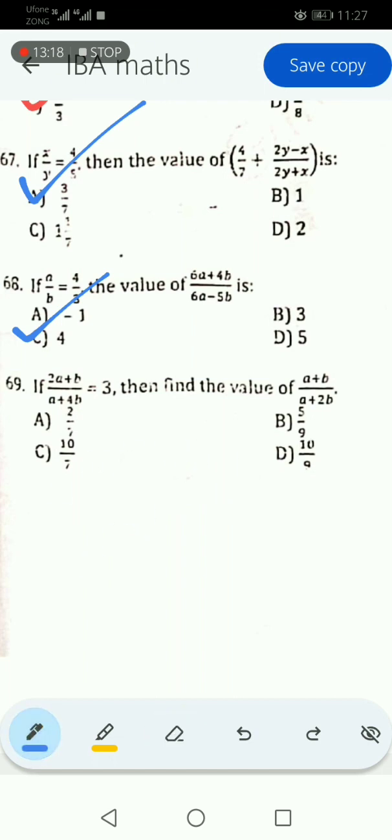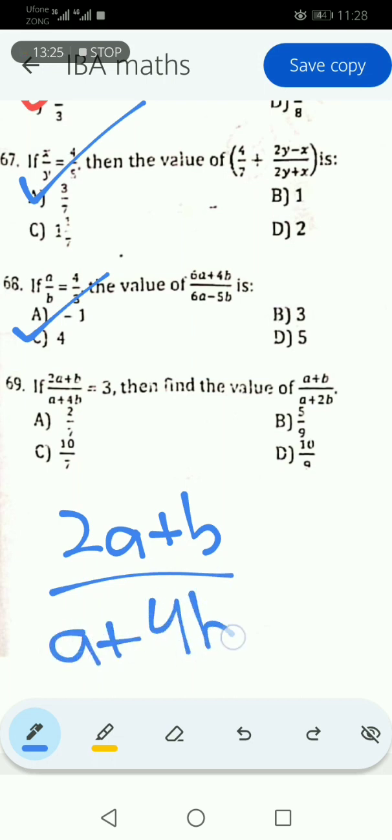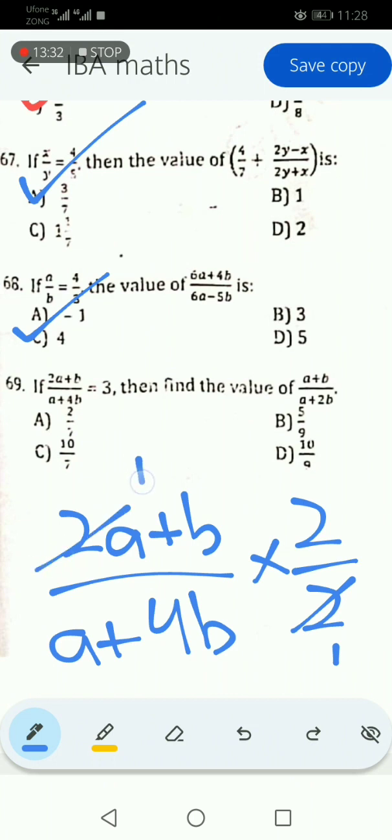Because if we solve it, this will be 2a plus b divided by a plus 4b. Multiply and divide by 2. 2 1s are 2. 2 1s are 2. 2 1s are 2. 2 2s are 4. And our correct answer should be 3. I think the correct option isn't there.